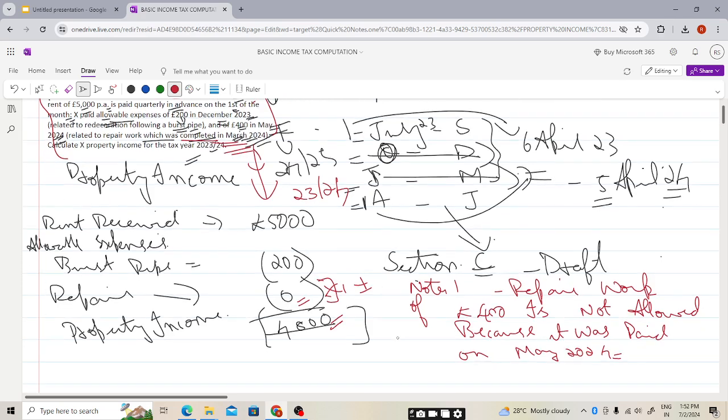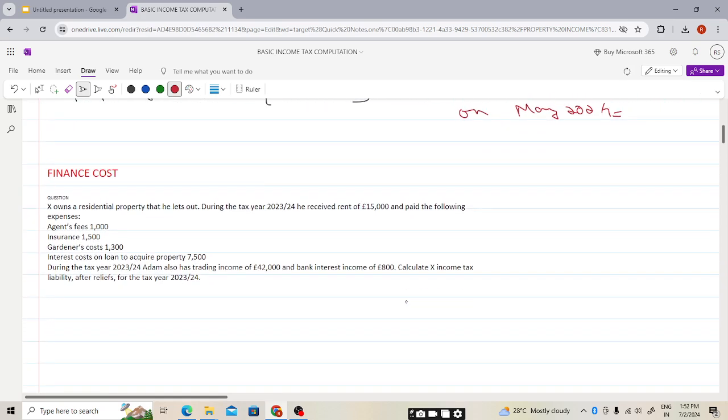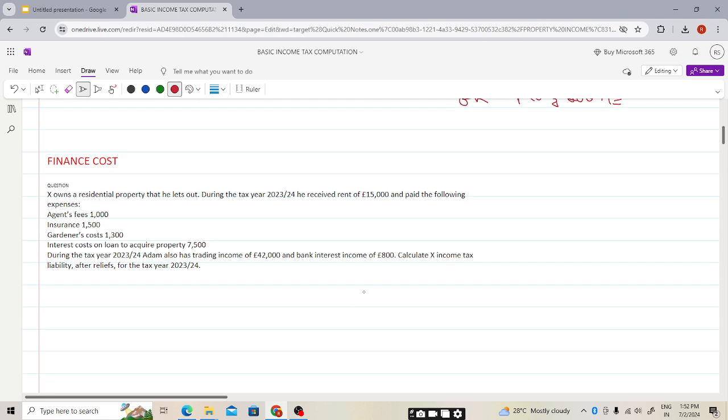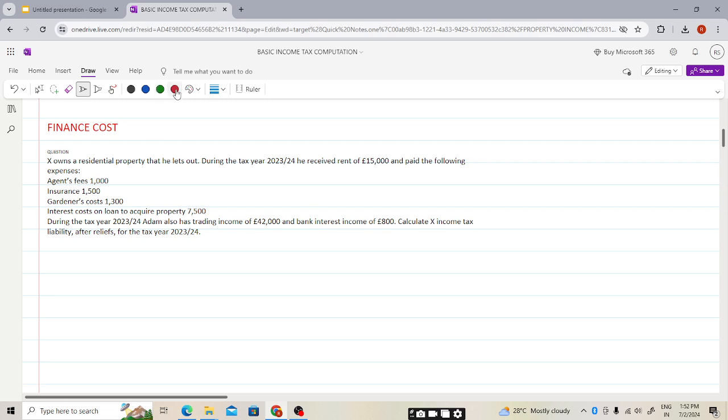So moving further to our second question, which relates to the finance cost. In this question, we will be seeing how you will be dealing with the finance cost element. X owns a residential property. Tax relief for finance cost is only available for residential property. When it comes to companies, FHL and non-residential property, it will be deducted directly from the property income.